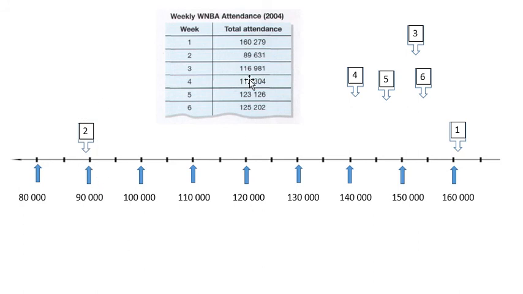Week 3 is 116,981. So we can find the number closest on our number line. Here is 110,000. Here is 120,000. So right in the middle is 115,000. So our 116,981 would be just to the right of 115,000. So we can bring this over here, and now we can make some fine adjustment.